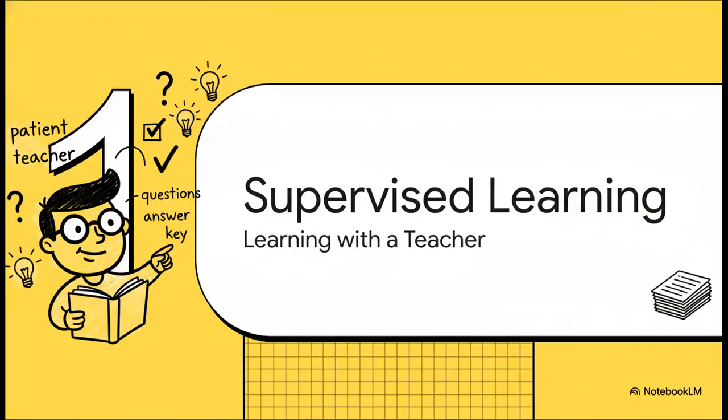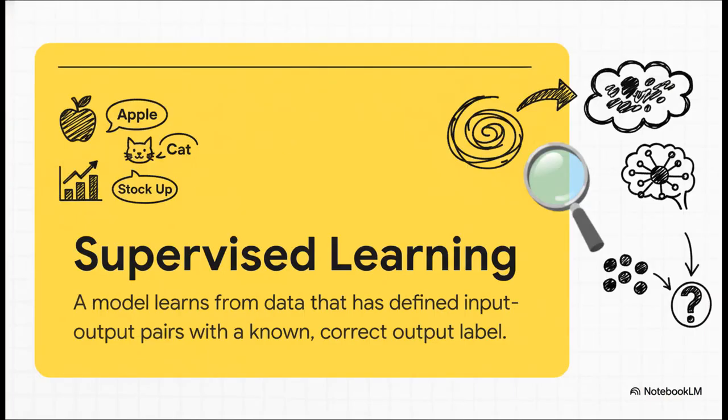Okay, so I want you to think of our first method as learning with a teacher. A very, very patient teacher who gives you an answer key for every single question. This is the world of supervised learning. The key thing to get here is that supervised learning runs on labeled data. For every single piece of input data we show the model, we also show it the correct output. The whole goal is for the model to figure out the relationship, the hidden rule that connects those inputs to their outputs, so it can then make smart predictions on new data it's never seen before.